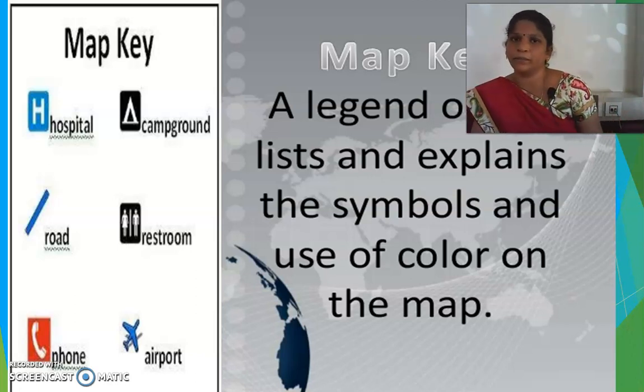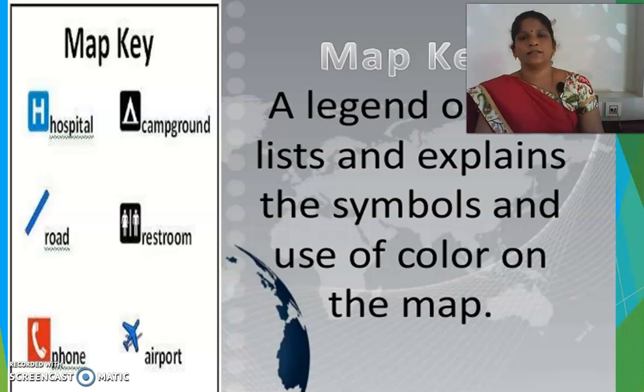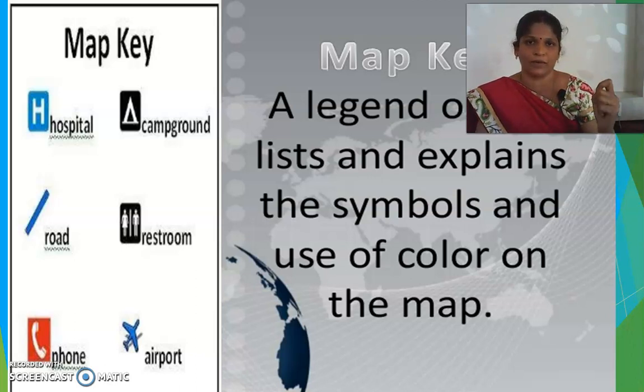For example, in Tamil Nadu, we have a lot of temples, that is religious centers. All the religious centers we can't draw in Tamil Nadu. So for that we can give a small symbol, a temple symbol or mosque symbol or church symbol. With these symbols, we should understand that these places are present on the earth. So the key helps us. It reduces the text on the map.